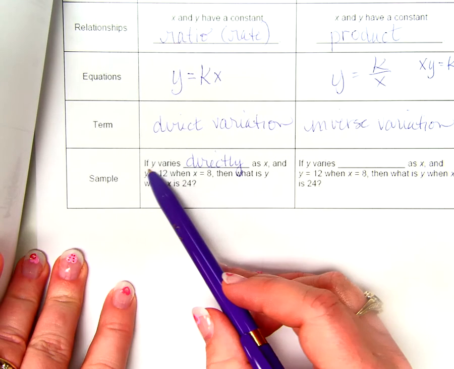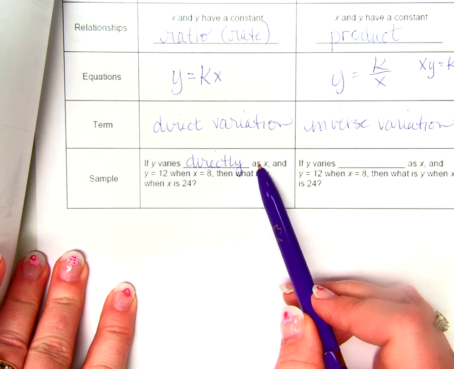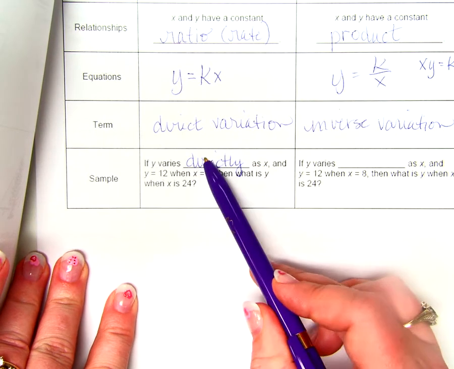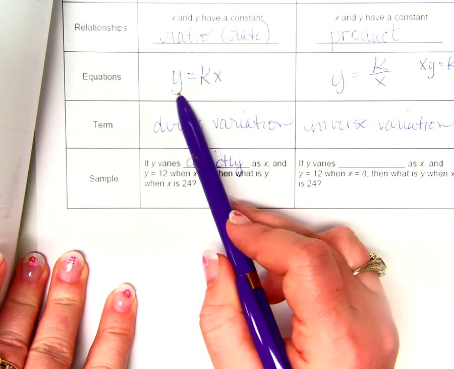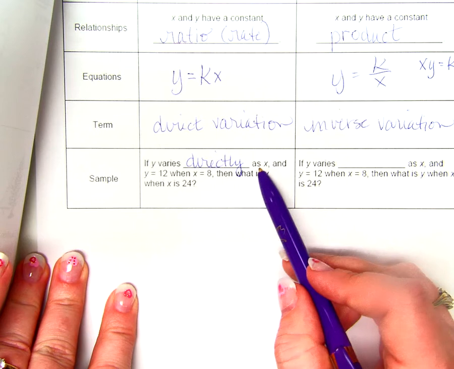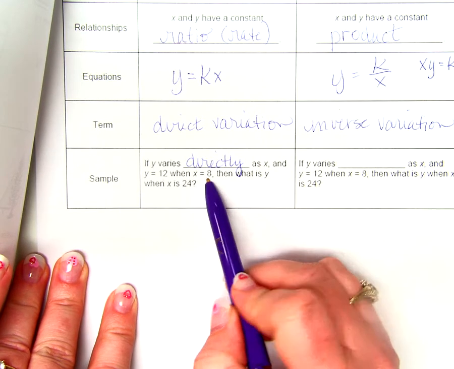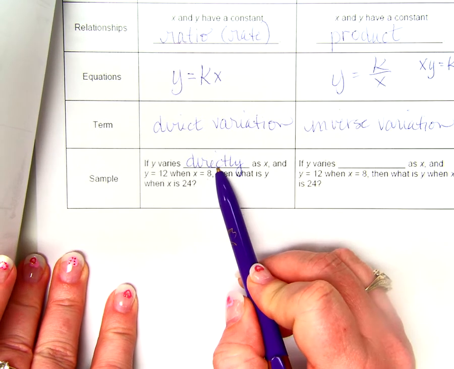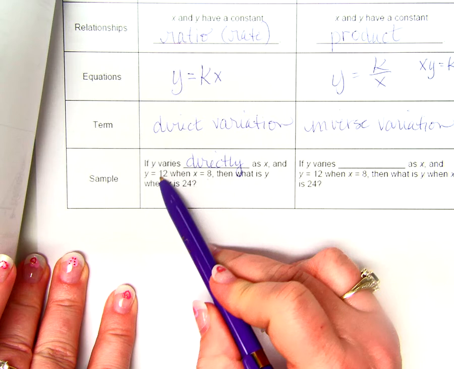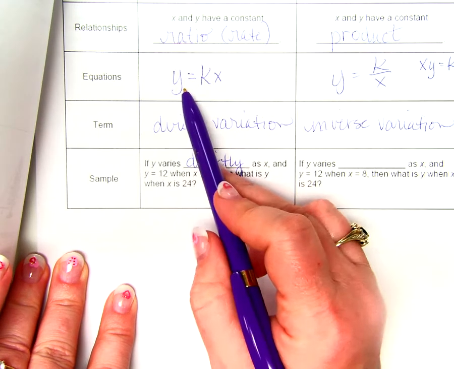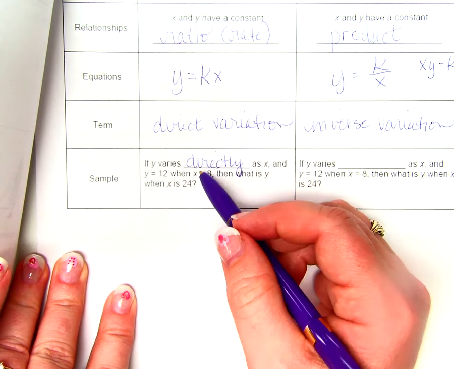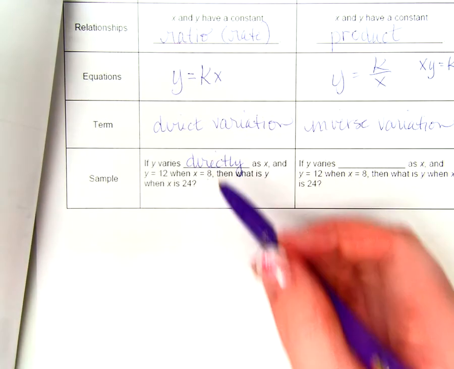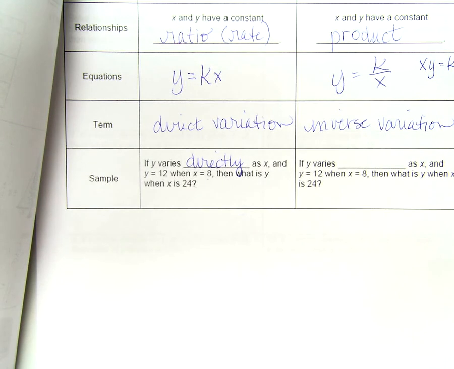So we're going to start reading. If y varies directly as x, okay, that tells me a huge deal. It tells me I'm going to be using that equation, y equals kx. And y is 12 and x is 8, and then I'm going to stop reading. Because I know that y is 12 and x is 8. If I know y and I know x, what don't I know? I don't know k. And I need to know k.